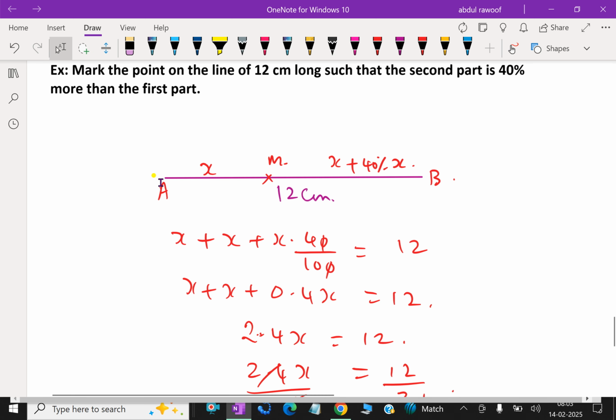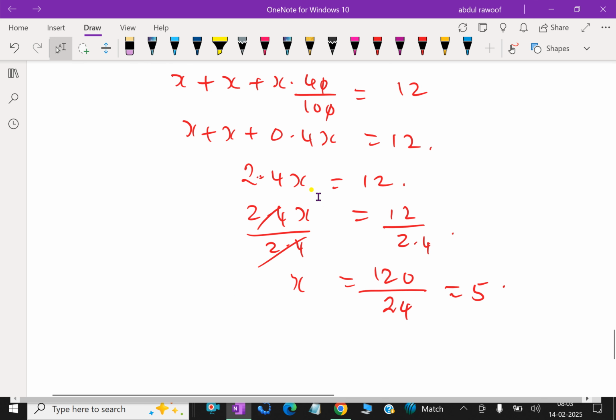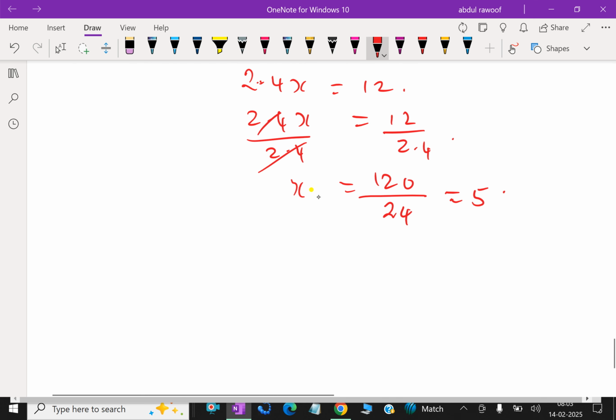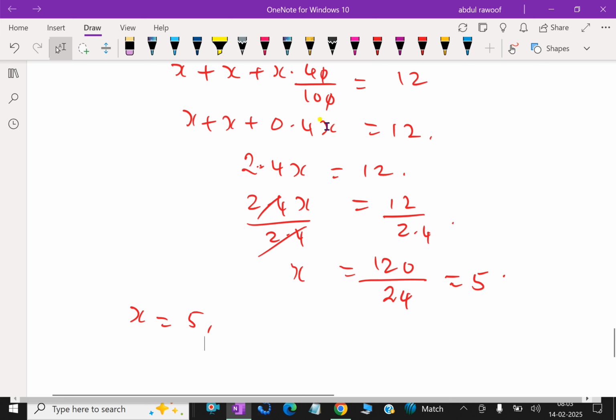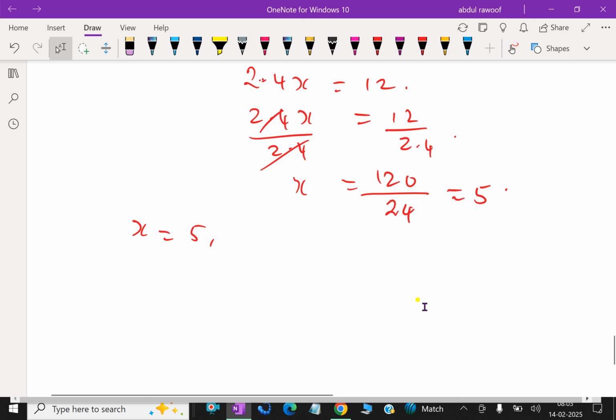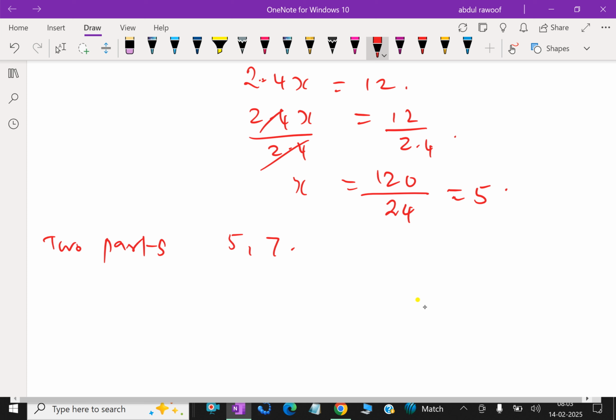Therefore, we have to cut from A to this point M at 5 centimeters, and the second part is 12 minus 5, which is 7. So x, the first part, equals 5, and the second part is x plus 40%. Therefore, the values are 5 and 7. The two parts are 5 centimeters and 7 centimeters.